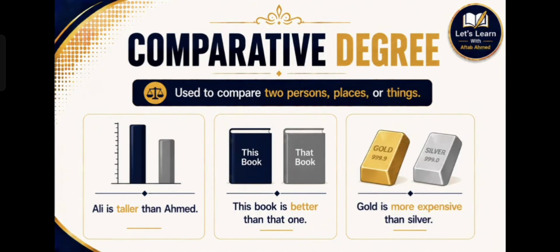The comparative degree is used when comparing two persons, places, or things. Look at these examples. Ali is taller than Ahmed. This book is better than that one. Gold is more expensive than silver. Notice the use of words like taller, better, and more expensive. These adjectives show comparison between two items.